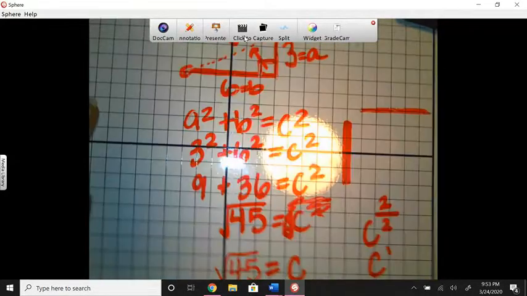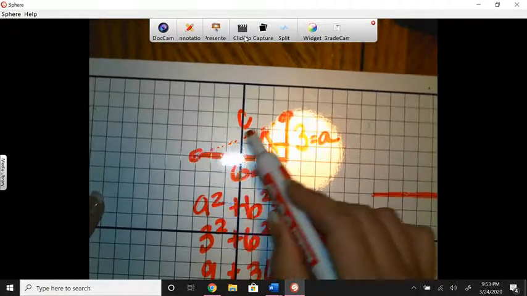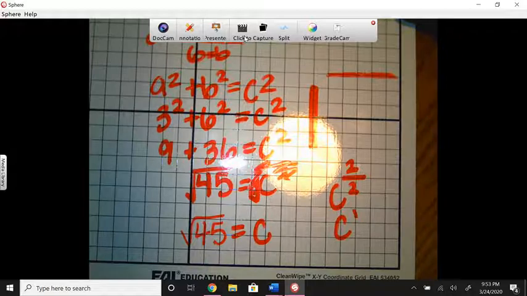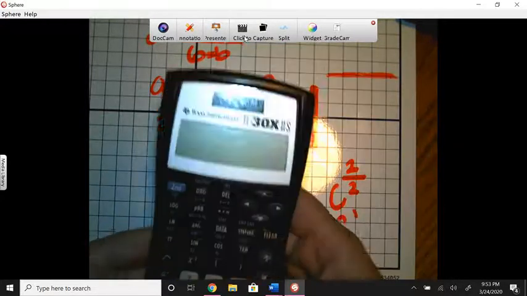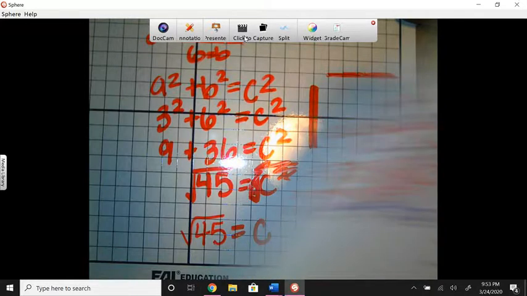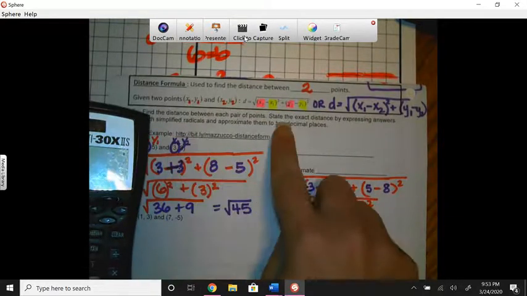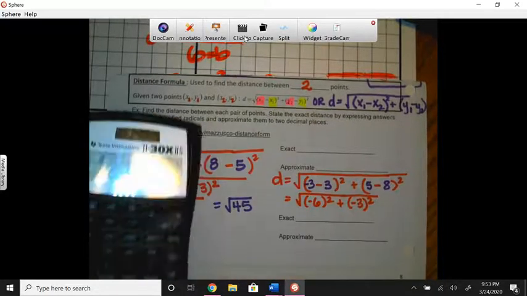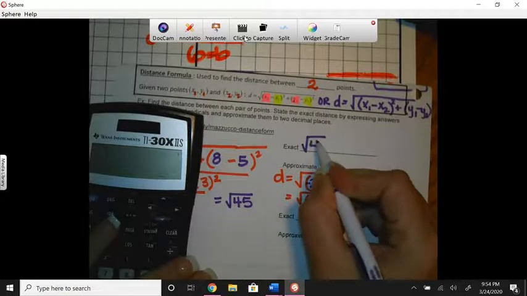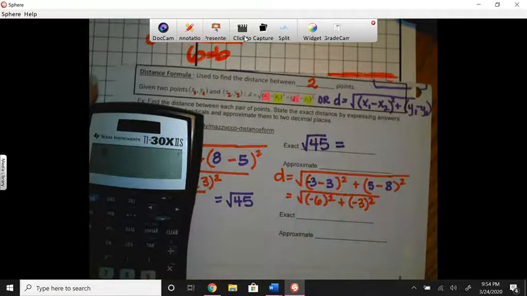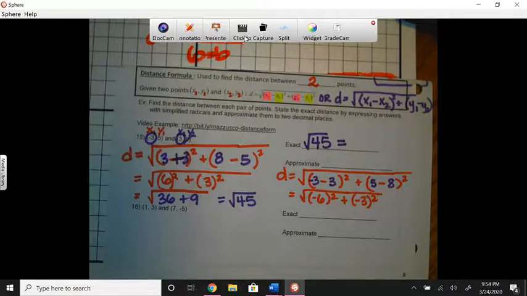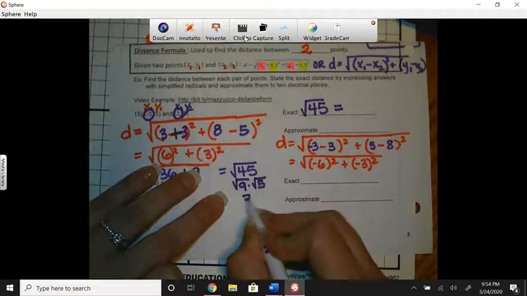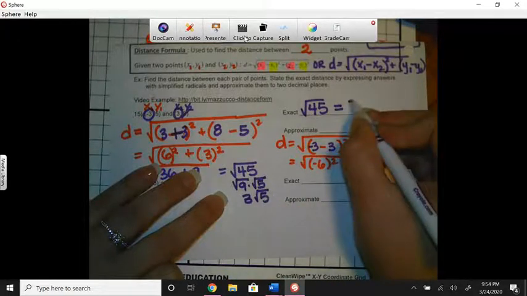Now, remember, we were trying to figure out how long this line is. So if you told someone, oh, it's square root of 45 distance, people would probably be like, well, what is that? That makes no sense. So if we look at the directions, it says, find the distance, state the exact distance by expressing answers as simplified radicals. So I would write square root of 45 equals, and we would simplify the square root of 45. We can write it as 9 times 5. So we would get 3 radical 5 for the exact.